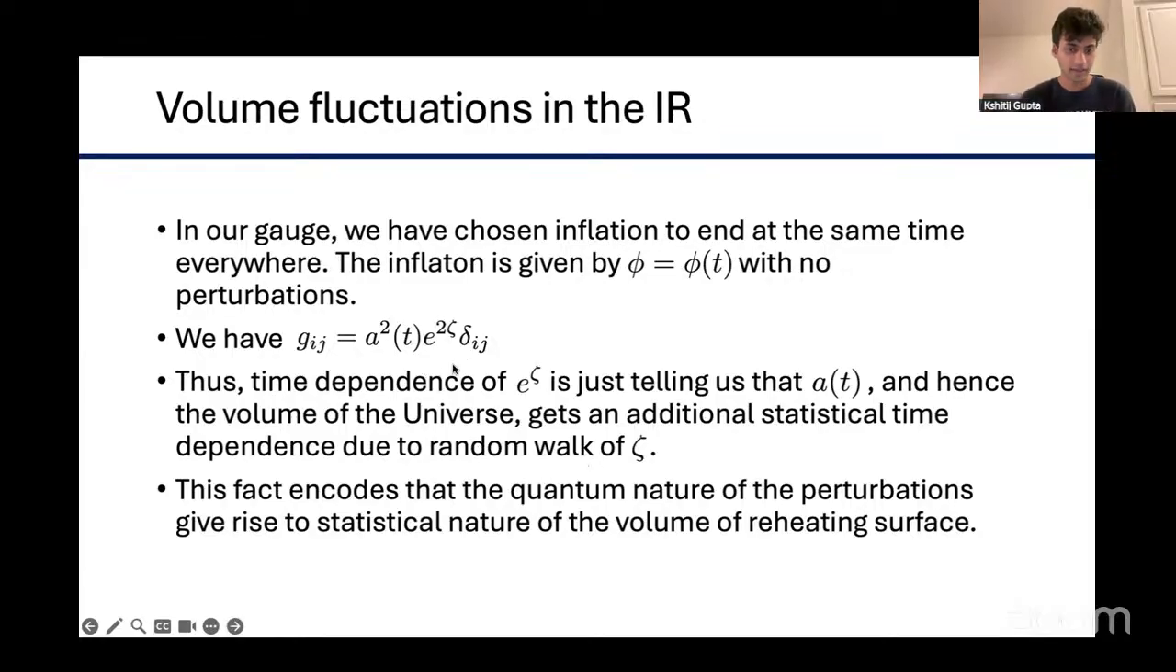So the time dependence of e to the zeta is just telling us that a of t itself, or this spatial metric, gets the additional statistical time dependence. And because this tells us the volume of the universe, it just tells us that the volume of the universe gets this additional time dependence. And this fact just encodes the quantum nature of the perturbations, which give rise to the statistical nature of the volume of the reheating surface.